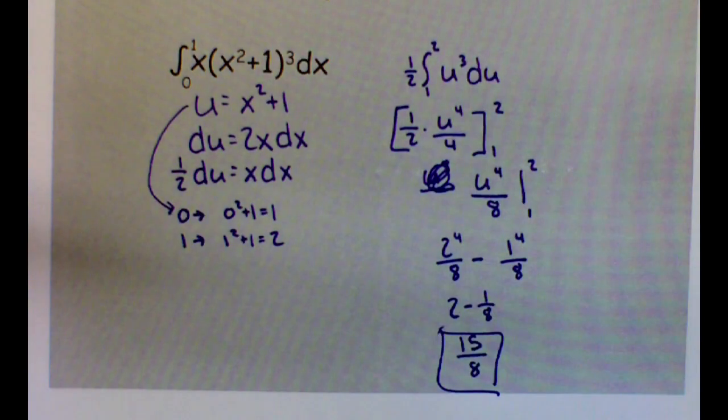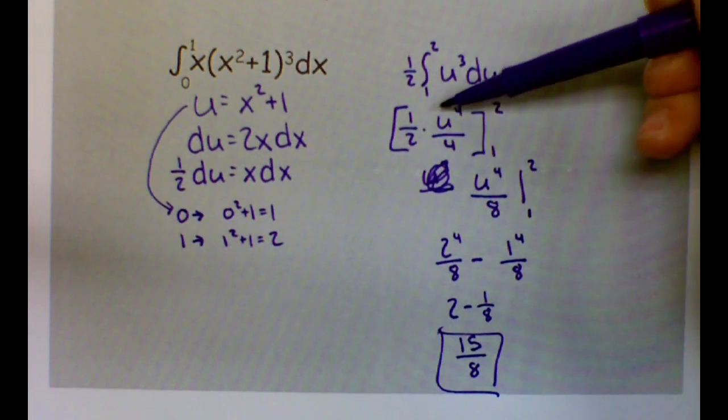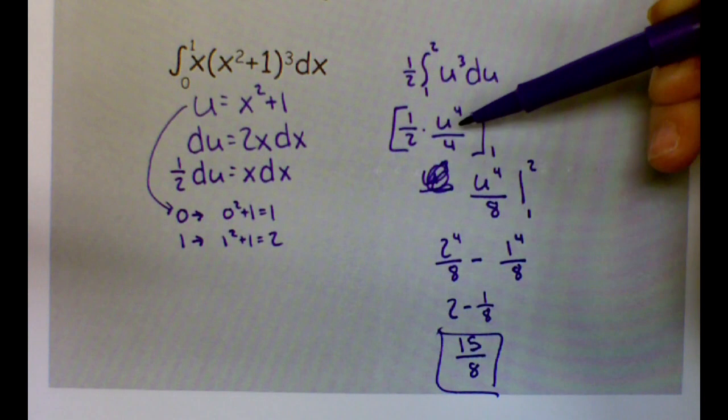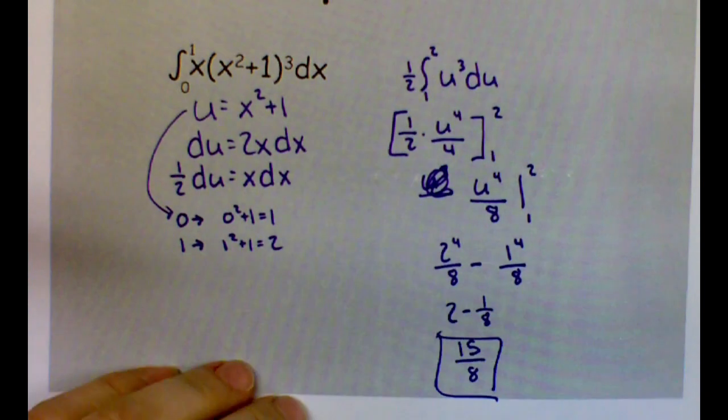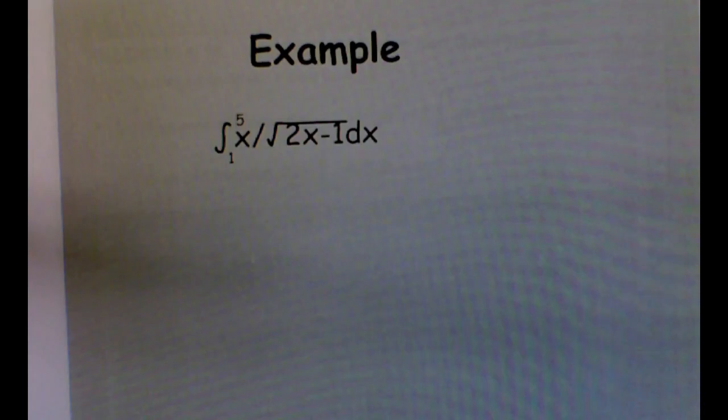Now we could have gone back to 0 to 1 and substituted our x squared plus 1 back in here. But it saves a lot of time if we don't. So let's try another one. We start with our u substitution.